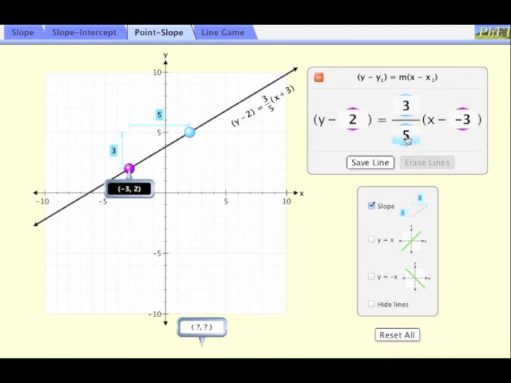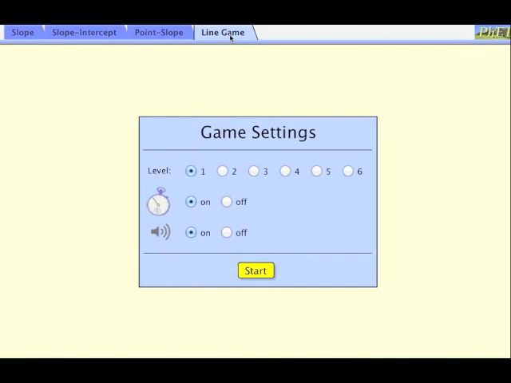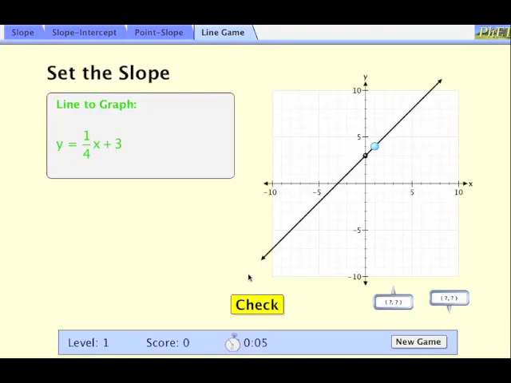Now what we're going to be doing during this class period is going through the line game. There's 6 different levels here, and they get progressively more difficult. So let's start with level 1. Level 1 is pretty straightforward because we only have to change one thing at a time. In this case, our y-intercept is fixed at +3. We can't change the position of this point. But what we can change is the position of this point, and notice that the line changes with it.